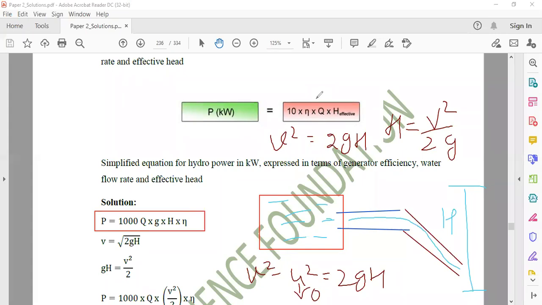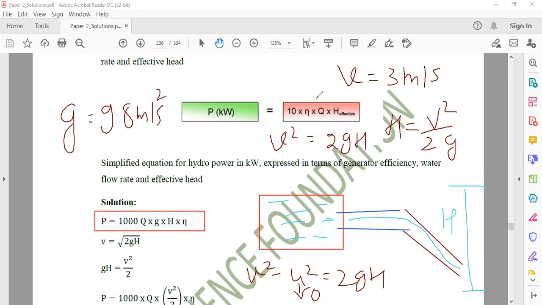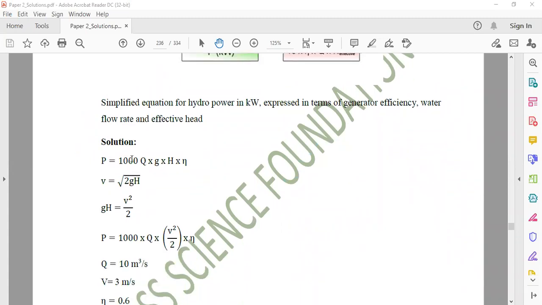The value of v has been given in the question, which is 3 meter per second. And g, all of you know, we can take approximately 10 for ease of calculation. Like g we can take approximately 9.8 meter per second square or 10. It depends upon us if we want to simplify the calculation. But unless we are told otherwise, we should take 9.8.